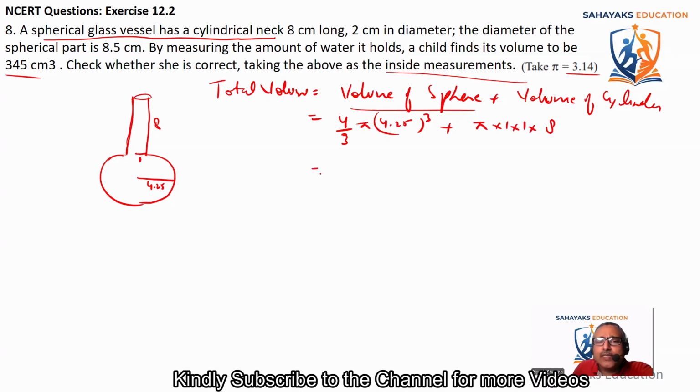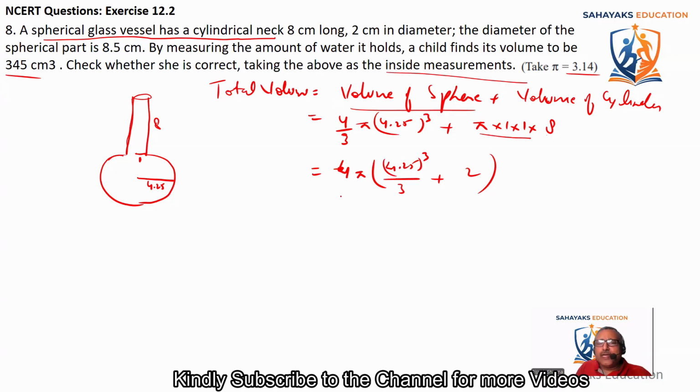Okay, so pi is common. I'll just not take pi as of now. Or I'll say 4 pi is common. So what is left here? 8.5 divided by 2 is 4.25, that's correct. So 4 pi is common. So it becomes 4.25 cube divided by 3. Plus, this is taken as common, 4 is common, so it comes as 2.